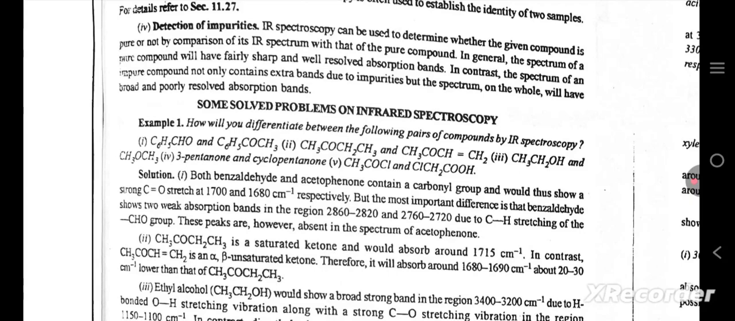In general, the spectrum of a pure compound will have fairly sharp and well resolved absorption bands. In contrast, the spectrum of an impure compound not only contains extra bands due to impurities, but the spectrum on the whole will have broad and poorly resolved absorption bands.